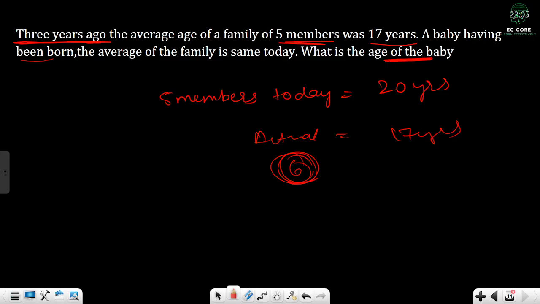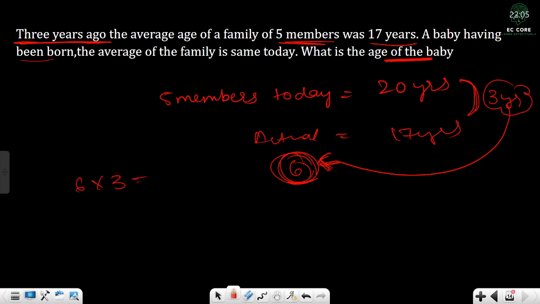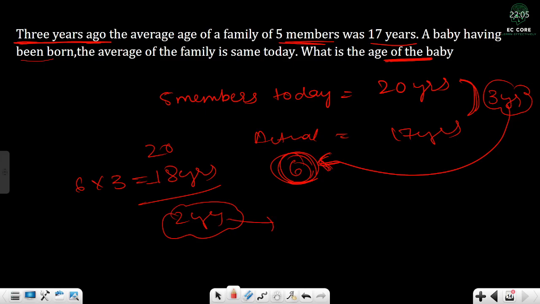So here there is a difference of 3. This 3 years will be distributed to these 6 members. So that is 6 into 3, that is equal to 18 years. So the age of the baby will be 20 minus 18, that is 2 years. 2 years is the age of the baby.